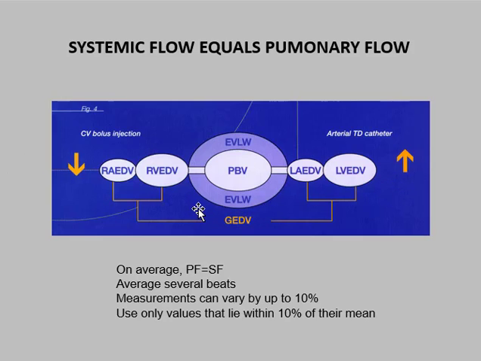On average, not for every single beat, the flow of blood through the pulmonary artery will equal the flow of blood through the aorta. Now, we average several beats to calculate cardiac output. Measurements can vary by up to 10%, and we use only values that lie within 10% of the mean. We don't just average several beats, we average several calculated values of thermal dilution cardiac outputs.